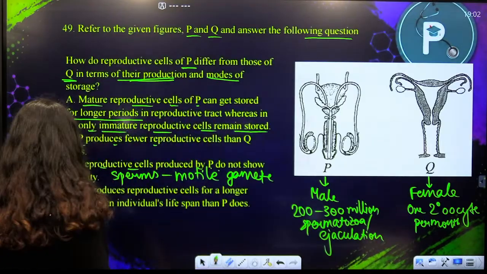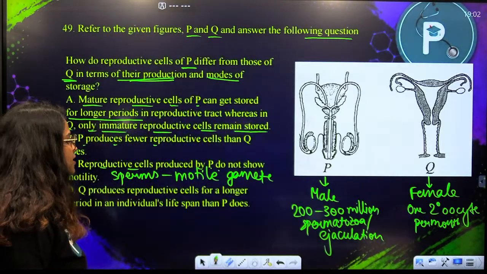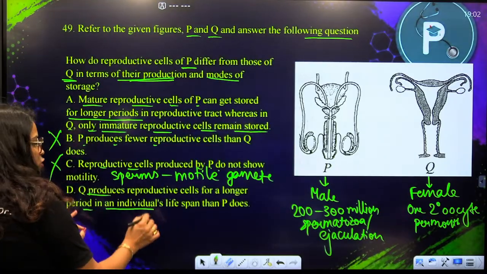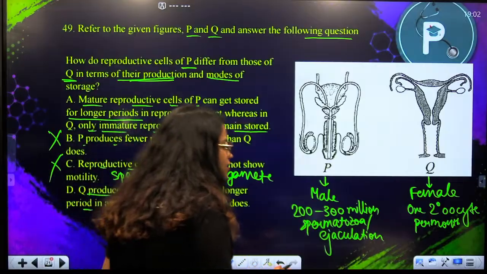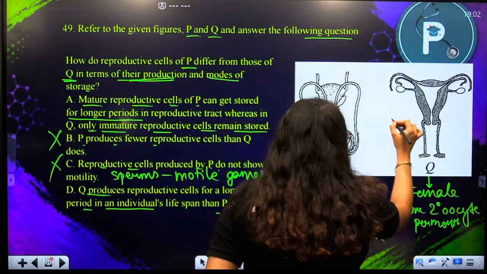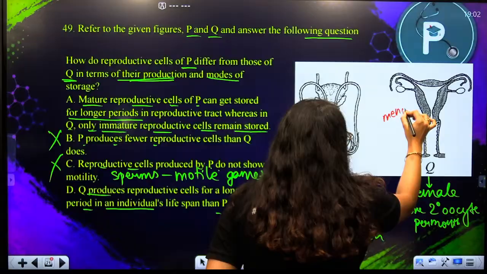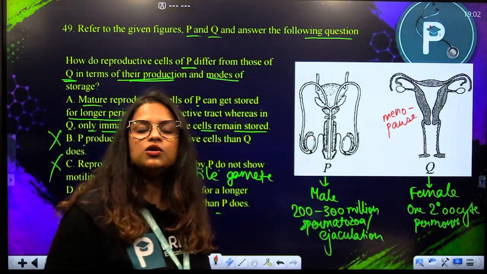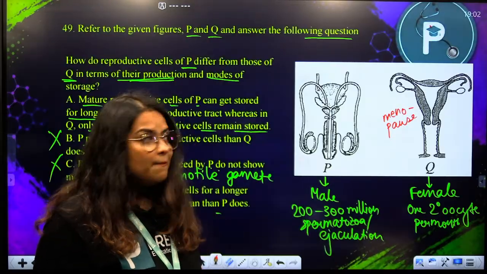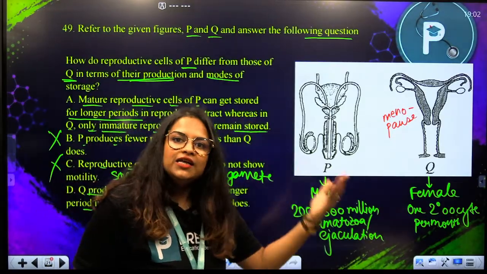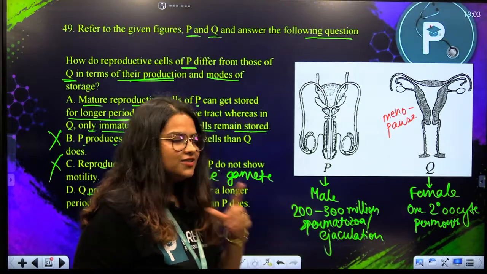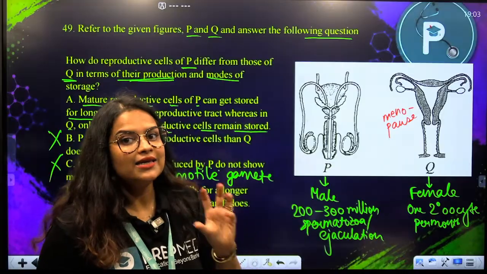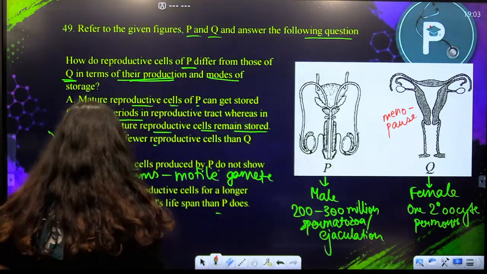Moving on, D: Q produces reproductive cells for a longer period in an individual lifespan than P does. No, there is something called menopause, right? The female undergoes menopause where the egg formation or secondary oocyte formation stops. But in case of male, it always continues, even in older ages. It can decline in number, but it would continue. So of course, this is also wrong.